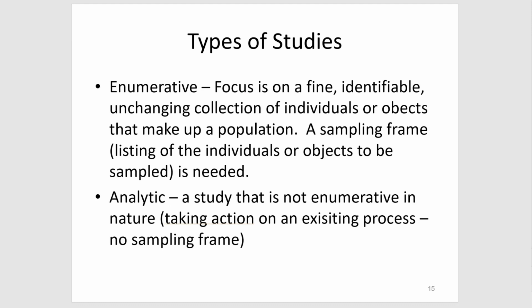Now there are different types of study. We have enumerative. They focus on a finite, identifiable, unchanging collection of individuals or objects that make up the population. A sampling frame, a listing of the individuals or objects to be sampled, is needed. An analytic study is a study that is not enumerative in nature, taking action on an existing process. There is no sampling frame. So this is just an introduction briefly into what statistics is.